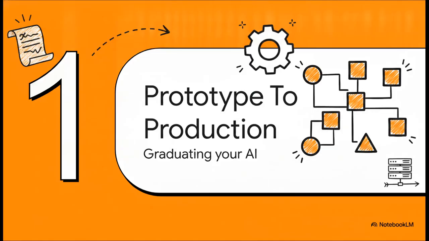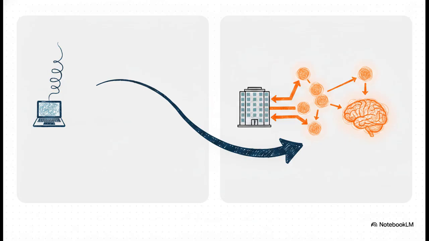All right, let's kick things off with section 1, from prototype to production, graduating your AI. Let's really think about the difference between a standard prototype and a production agent. A prototype is usually just a simple script running locally with stateless interactions. Basically, once the chat is over, the AI essentially has total amnesia. It's easy to build, but it's super fragile.